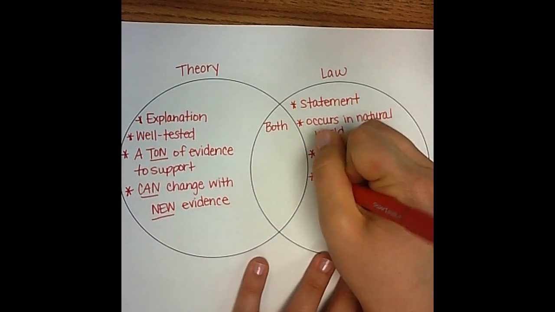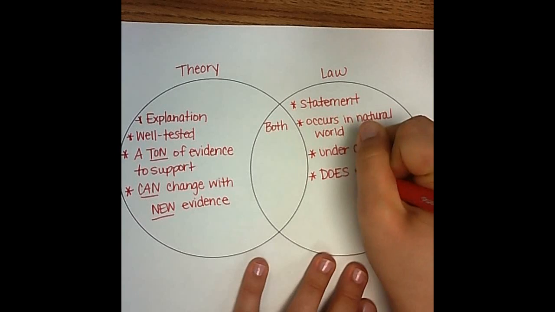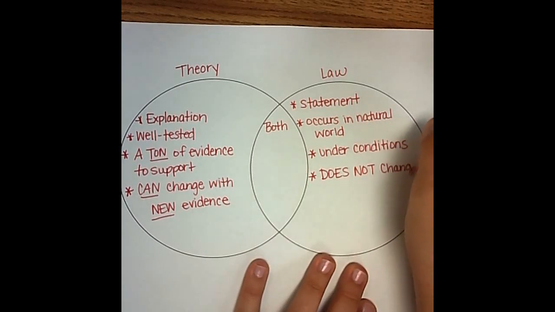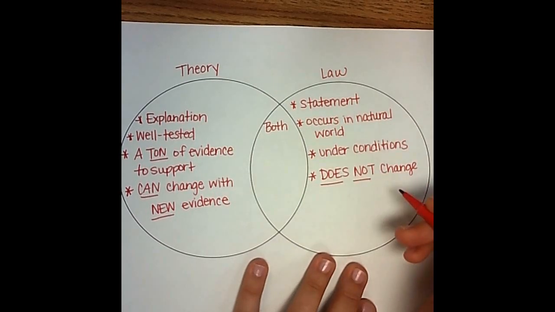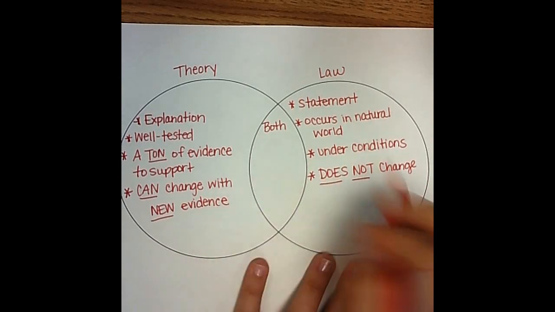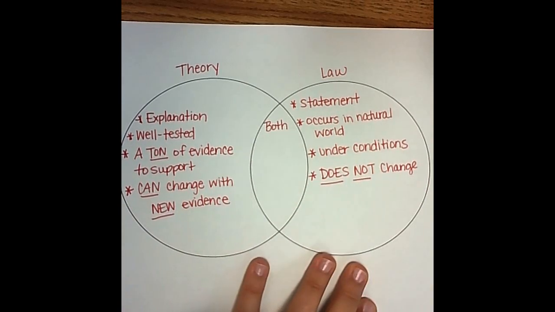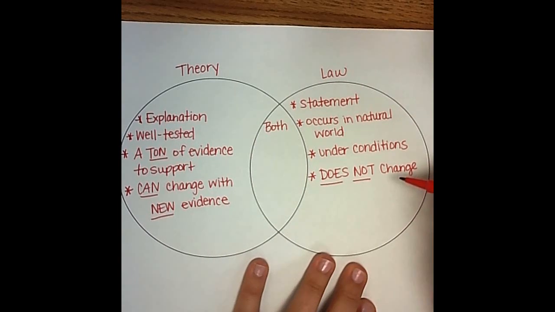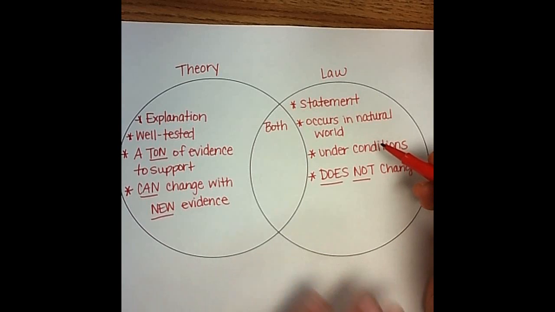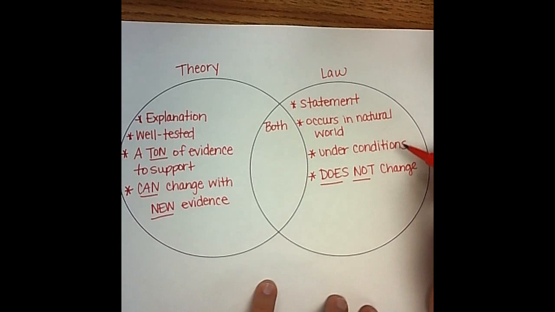Okay, and this does not change. So a law cannot lose its title and become a theory. Okay, they don't change back and forth into each other. It's not a cycle. It's either a scientific law, and so it's more of a natural thing that happens. So usually the laws have stuff to do with like gravity or some kind of force, and it has certain conditions, and it's not going to change.